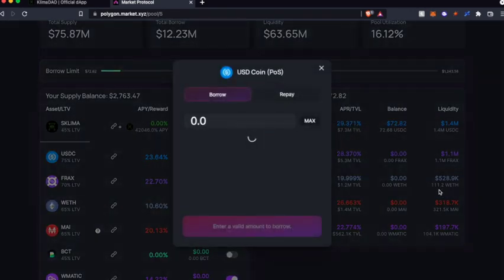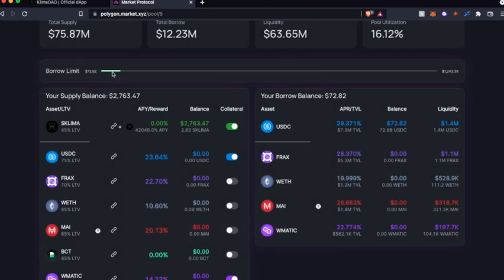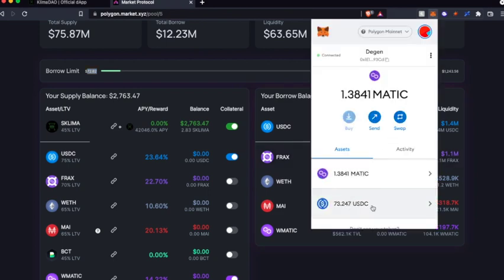Step two, I'll go here. I can borrow. At the moment, I think the borrow limit has been raised to 0.05 ETH, which comes to about $250 or $300. Anyway, I have already taken the loan and I don't want to do it again. I have borrowed about $72. With the current price action, I just don't want to play around with this too much. So my current USDC value in my wallet is about $73.